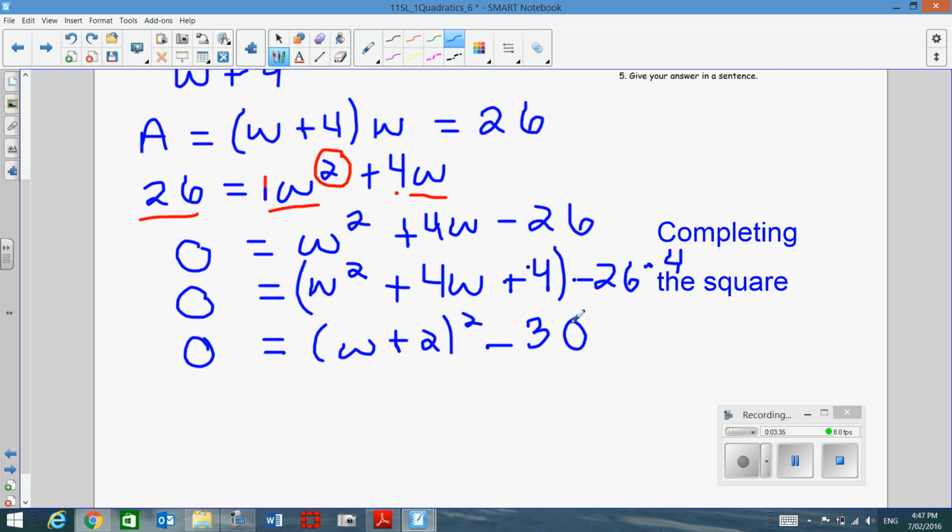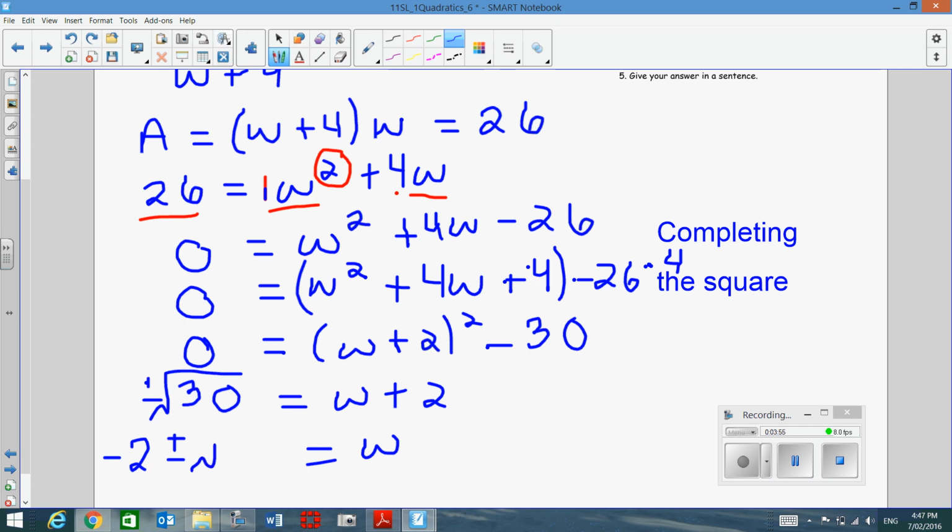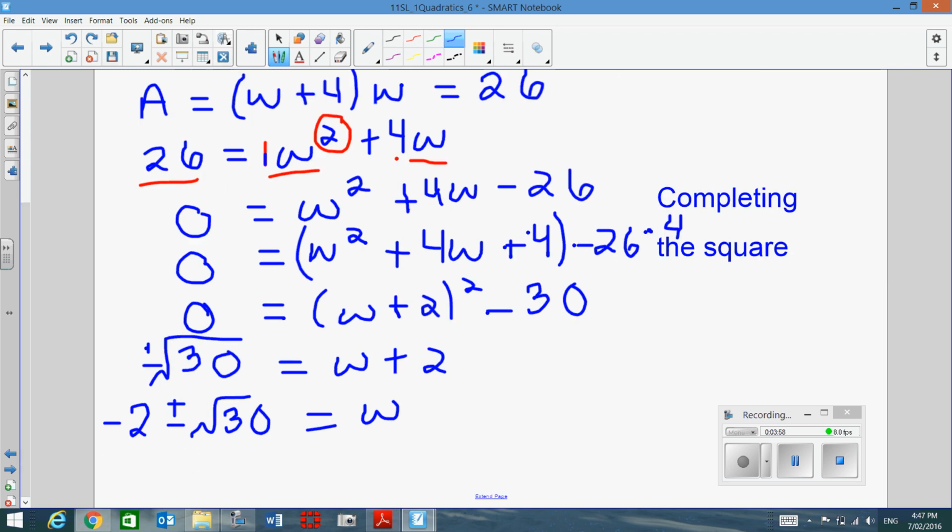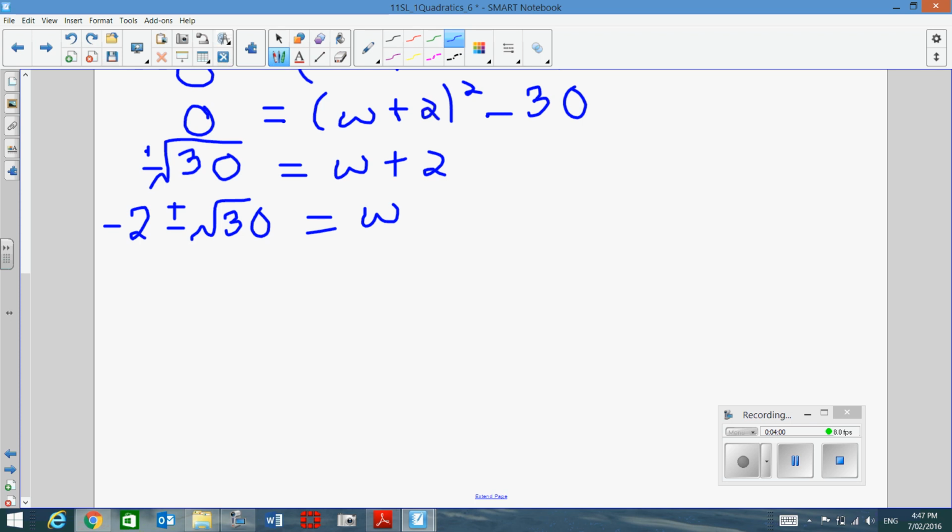So when I wind up solving this, I'm going to have the square root of 30, plus or minus the square root of 30, and that will equal W plus 2. So then W will be negative 2 plus or minus root 30. Now if I'm considering the two answers that this gives me, I'm either considering that W can be negative 2 minus root 30, or W can be negative 2 plus root 30.